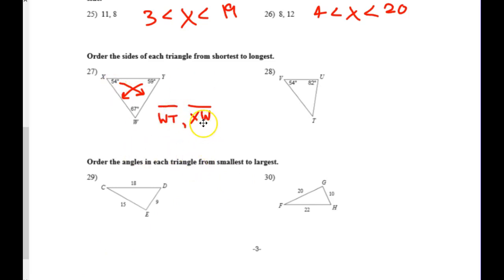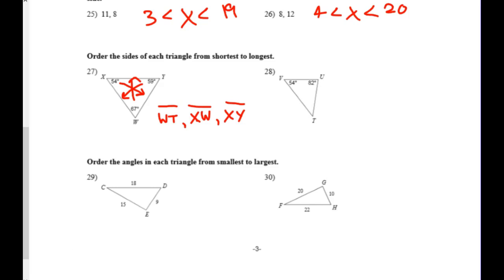All right. And then XW is across from 59. And then XY is across from 67. All right. 28. I only have two angles, but I can figure out the third angle. That's a simple triangle sum theorem problem.